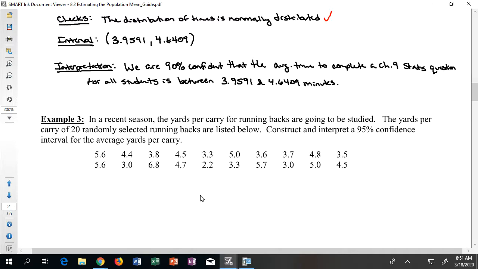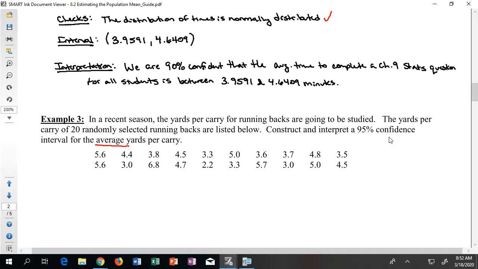So the yards per carry of 20 randomly selected running backs are listed below. So this is what they got. This was kind of what they were able to earn during the season. Typically, the first person here was able to run about 5.6 yards. And what we're going to be interested in doing is constructing and interpreting a 95% interval for the average yards per carry. Again, this question is giving perfectly away that I'm dealing with an average.